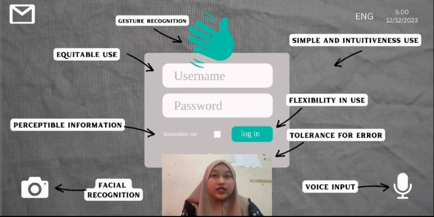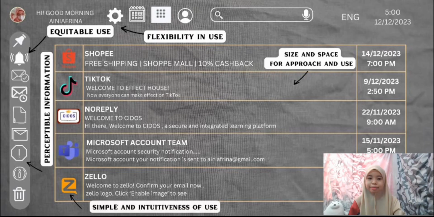And the last one is facial recognition. They extract facial features and then convert them into a unique mathematical representation or template. This representation serves as a digital fingerprint for the face.